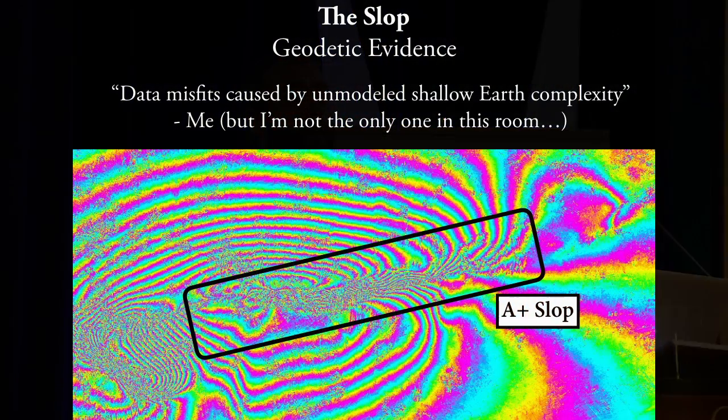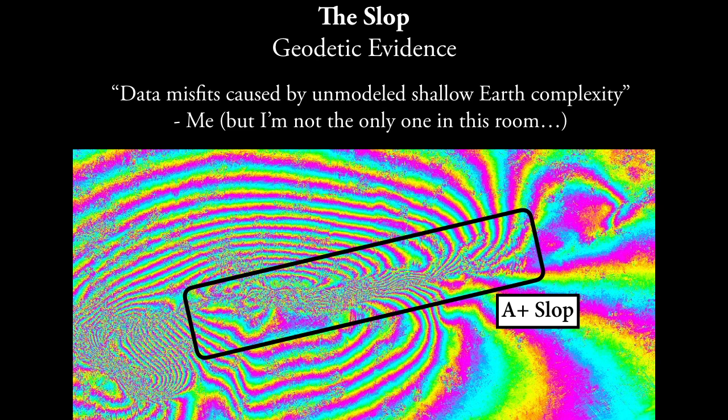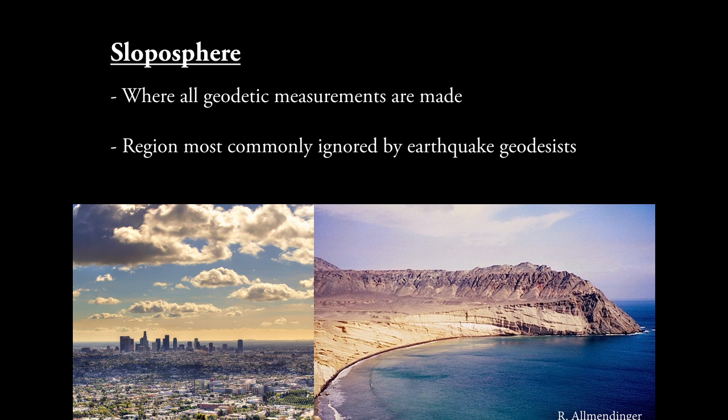And in my opinion, one of the very best examples of slop, or the influences of slop, is the shallow slip deficit that several folks have identified. Now, the Sloposphere itself is pretty important to us because it's where we make all our geodetic observations, which means that we observe all crustal and lithospheric processes through the filter of the Sloposphere.